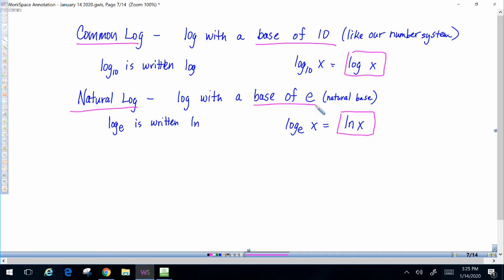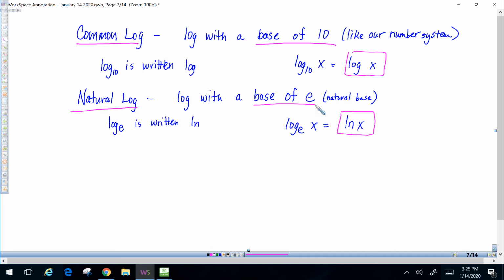Common log is a log with a base of 10. Our number system is based off base 10. Remember when you were in elementary school, you had to talk about the tens place, the hundreds place, which is just 10 squared, the thousands place, which is 10 to the third. You had to understand your place value based on a number system, which is base 10. So we have a common log, which is very common because that's what our number system is based off of. Natural log, we learned yesterday about the natural base, which is base E, and that yields natural log. So anytime we have a log, base E.